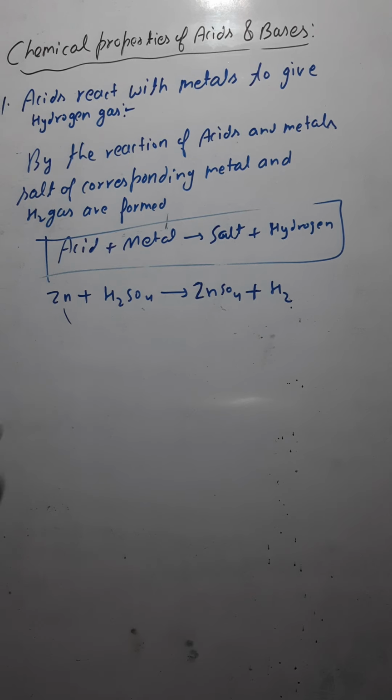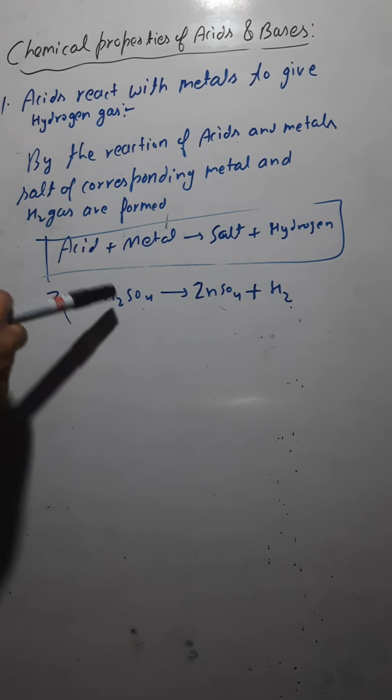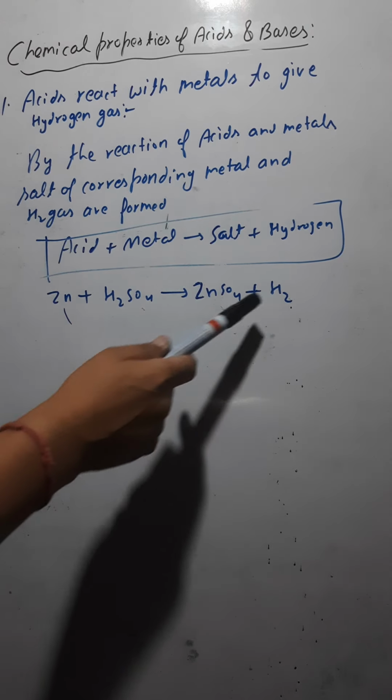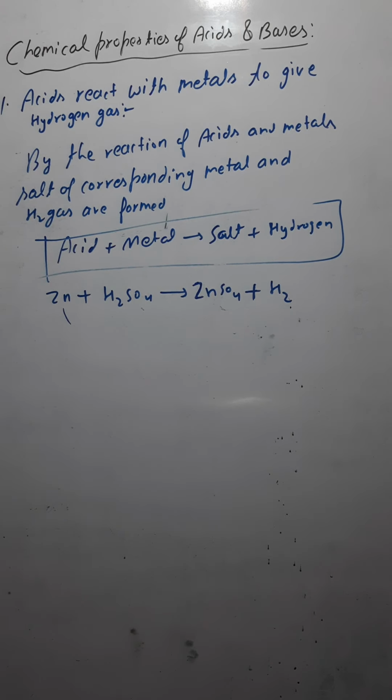So when zinc is reacting with H2SO4, zinc is the metal and H2SO4 is the acid. When metal and acid react together, they form salt and hydrogen gas. This is the first property of the acids. Just note it down.